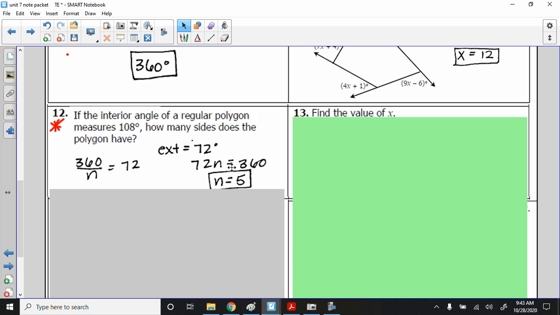So I'm going to convert to exterior and use this 360 over n equals angle. 360 over n, number of sides, equals angle. Exterior angle, not interior angle. You got to convert it to exterior.